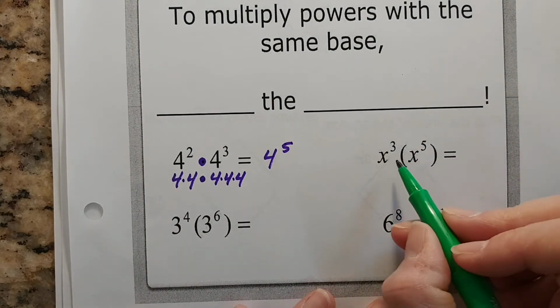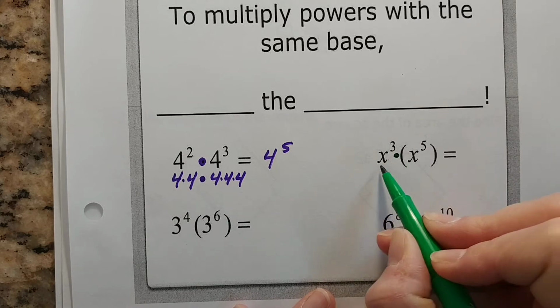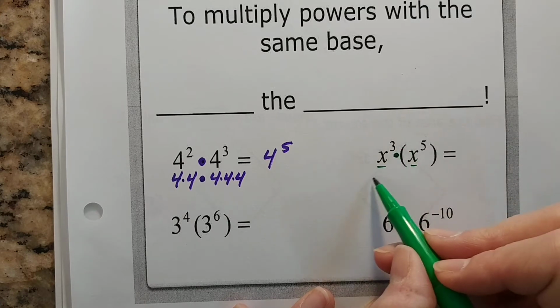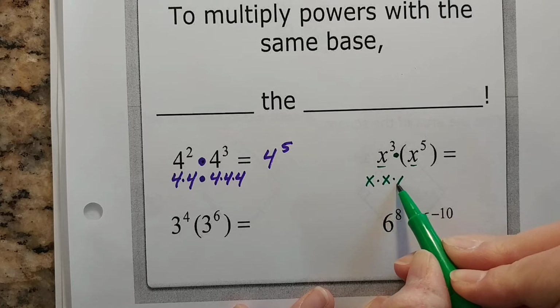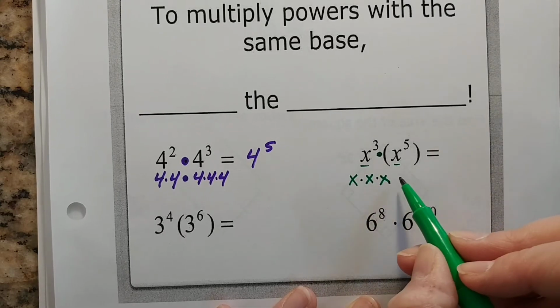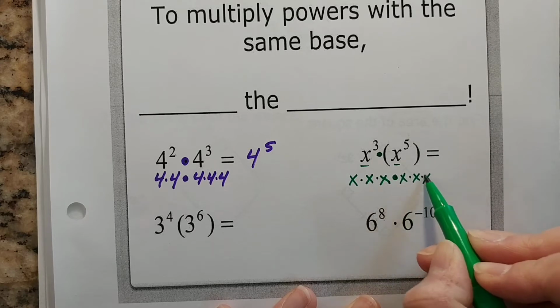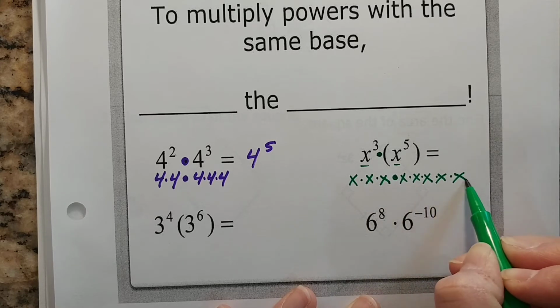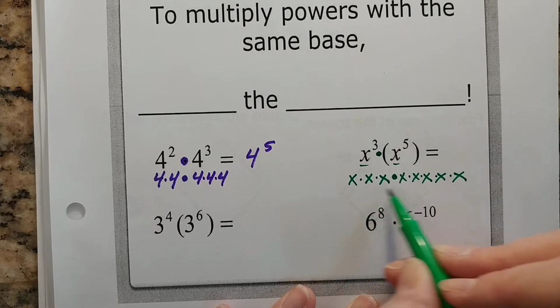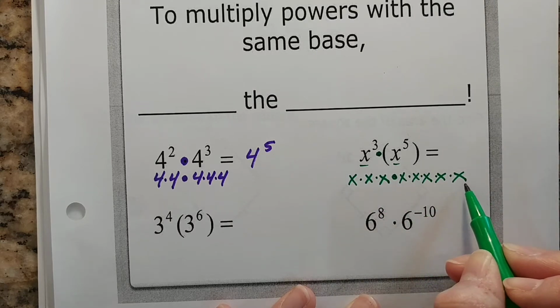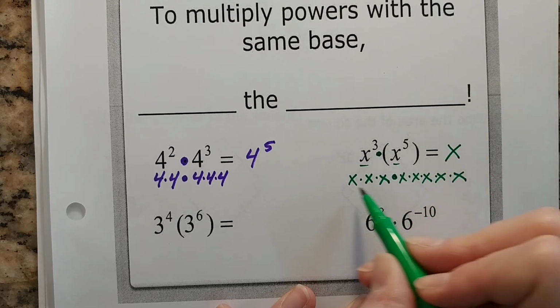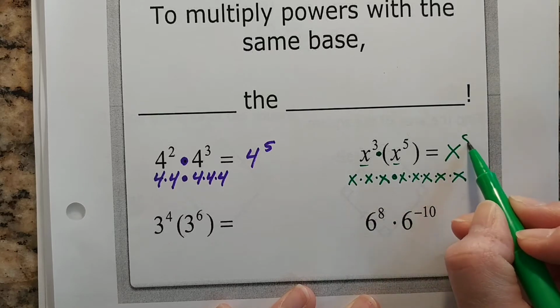Let's take a look at this one. Again, these two are being multiplied and they have the same base. X to the third power, if I expand it out, looks like this. X to the fifth power would be x times x times x times x times x. Now take a look at what you have. What if you were to take this and write it as a power? Wouldn't it be x to the, count them up, 8th power?